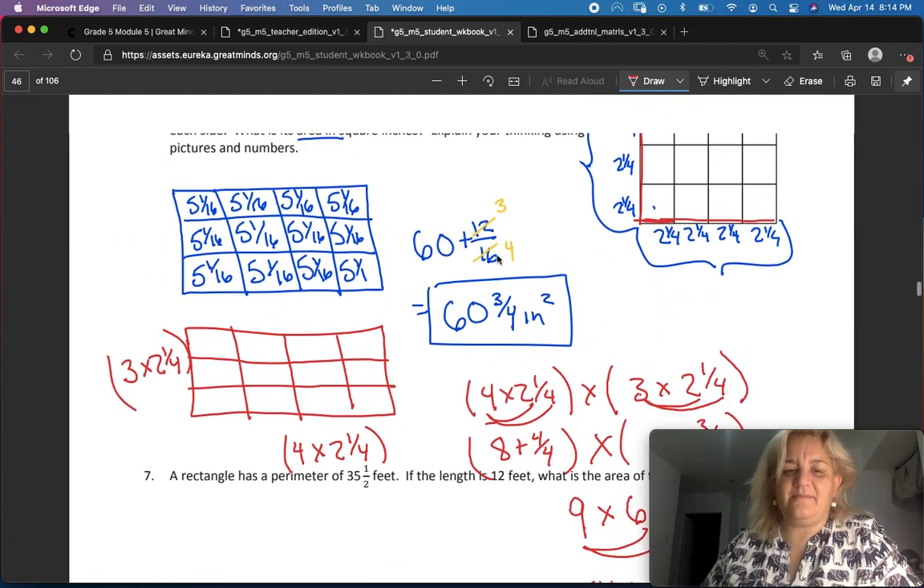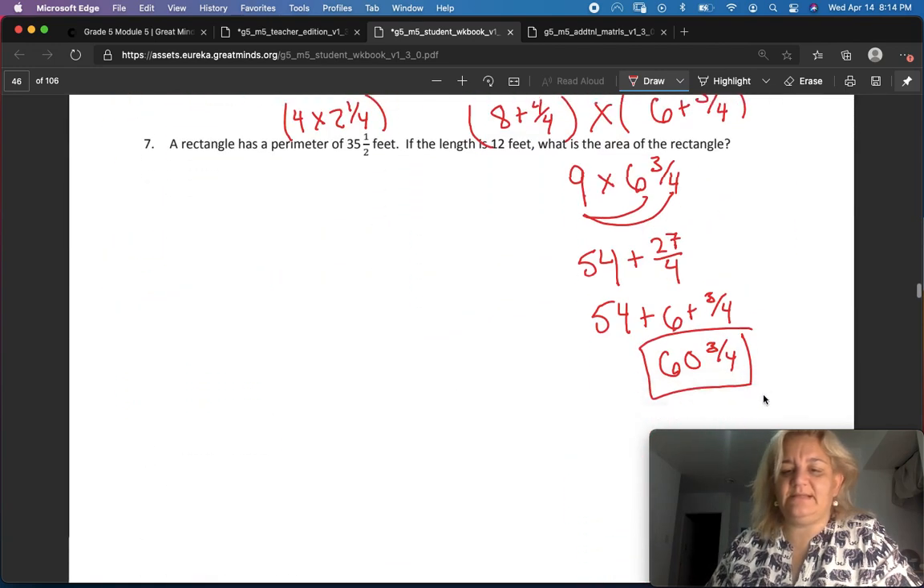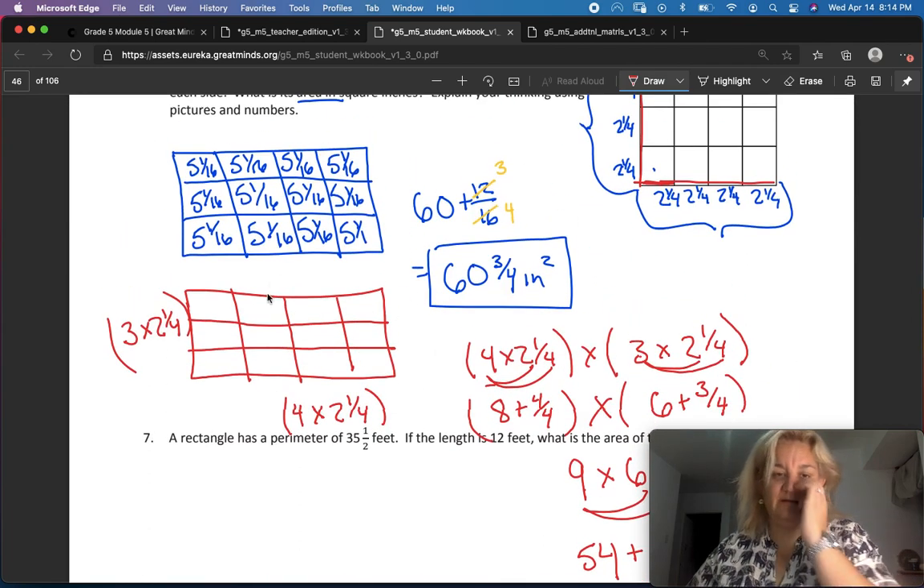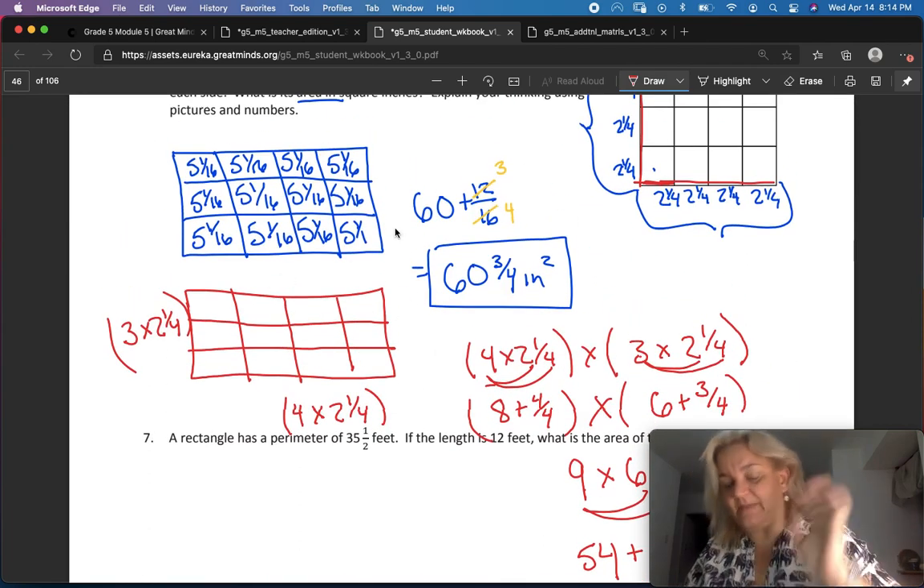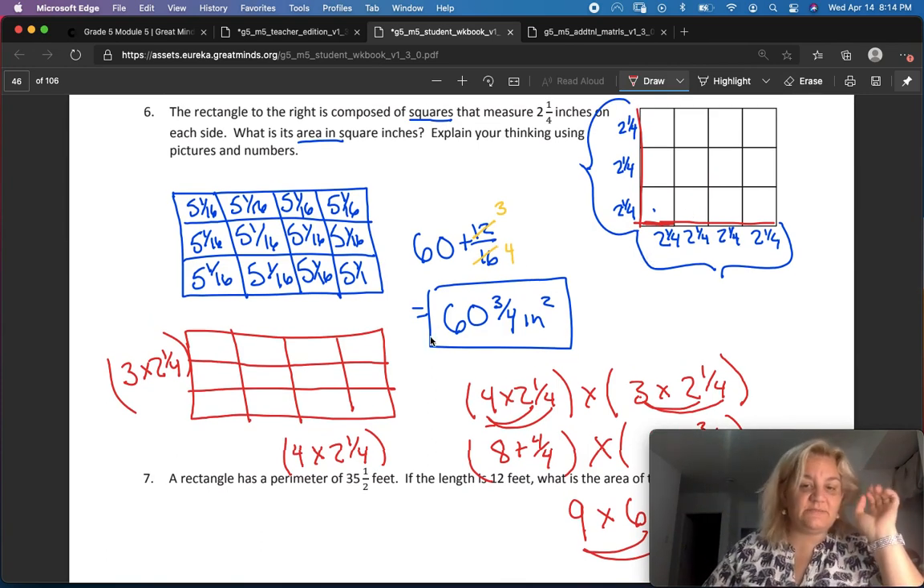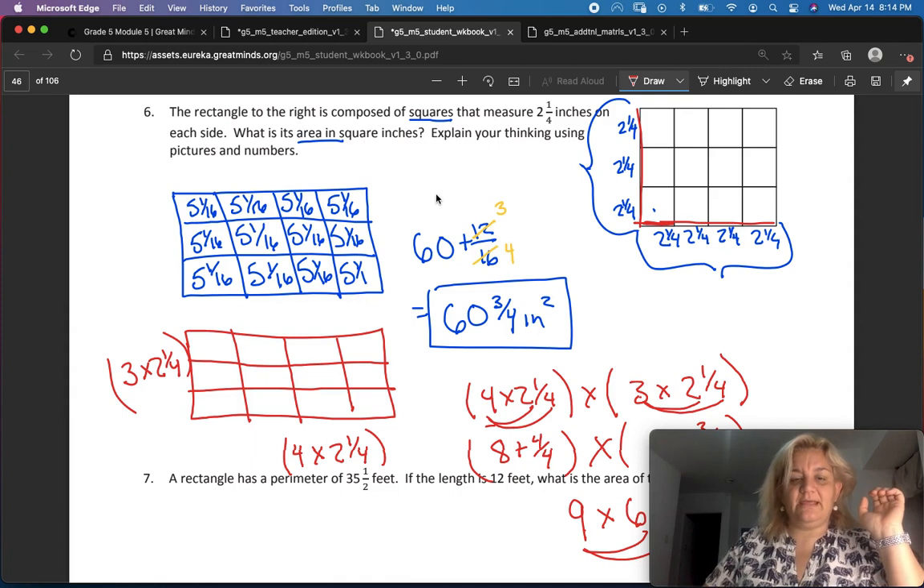Is that the same thing we got up here? 60 3/4? Yes, I can't forget my inches squared. Okay, so that was the second way to do it. I don't know which way you like best. There's more ways than that even. Those are just 2 ways I'm showing you right now. Okay, as long as we explain our thinking through our work.